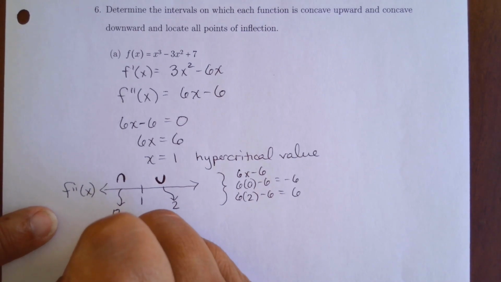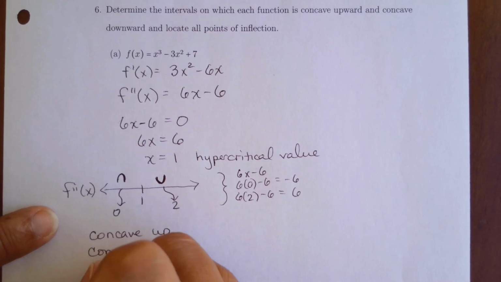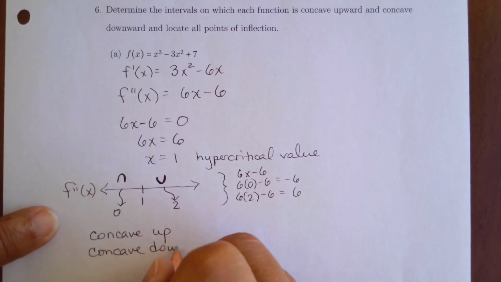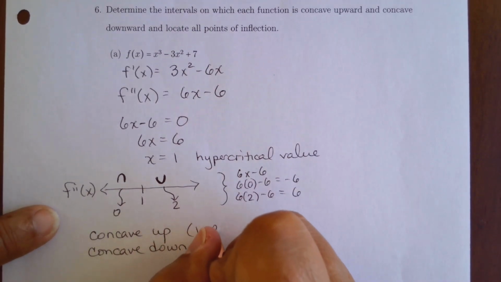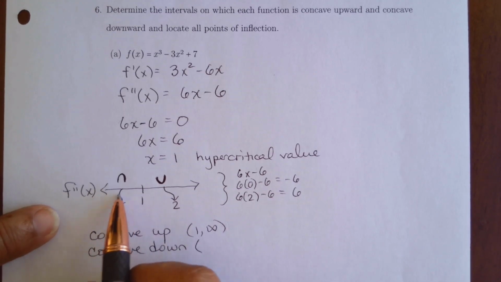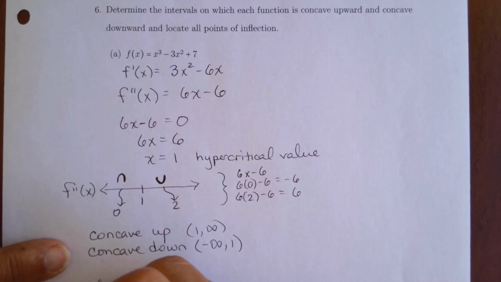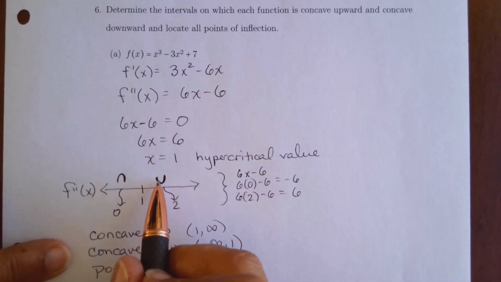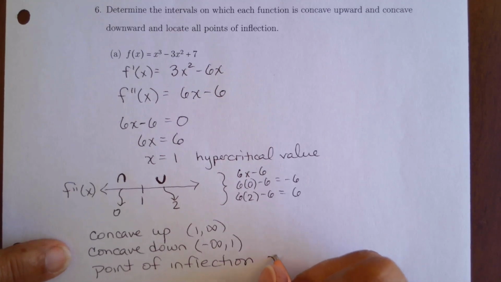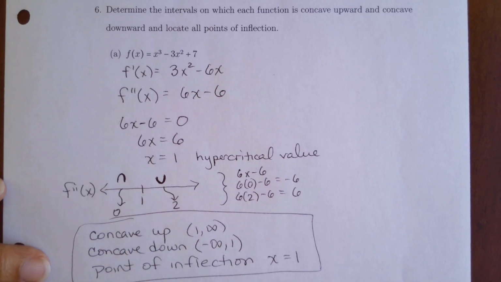All right, so where is this graph concave up and where is it concave down? Intervals. So it's concave up from 1 to infinity. It is concave down on this side, so from negative infinity to 1. And we do have a point of inflection. Why do we have a point of inflection? We have a point of inflection because there was a change in concavity at 1. So at x equals 1 is a point of inflection.